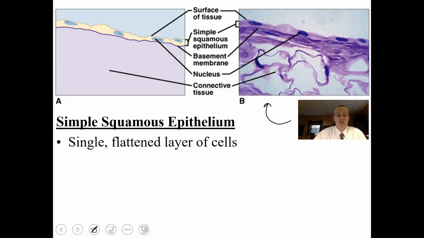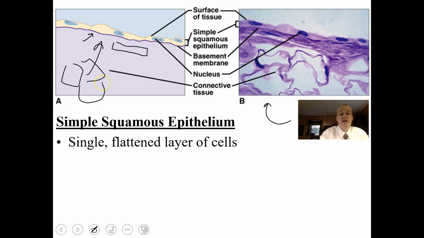So simple squamous epithelium consists of a single flattened layer of cells. So up here you see a side view or a profile view, not a top view. So you can see they're thin. They're sitting on a basement membrane. You can see the basement membrane right there. From a top view, they're going to be more scale-like in effect. Okay, but this is from a side view over here.